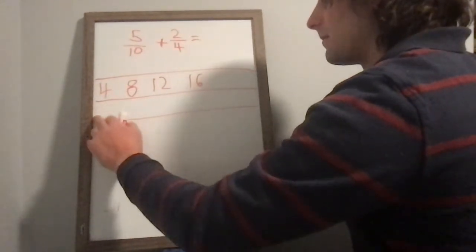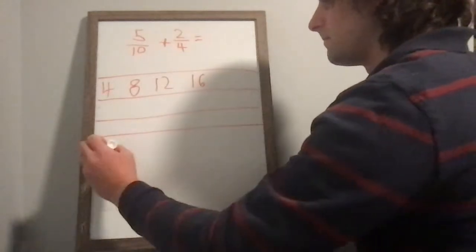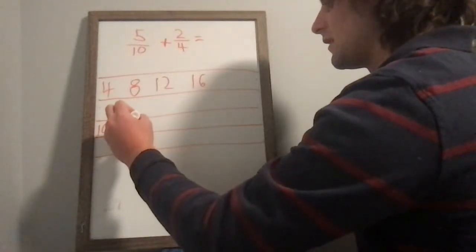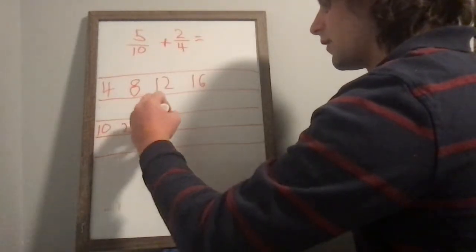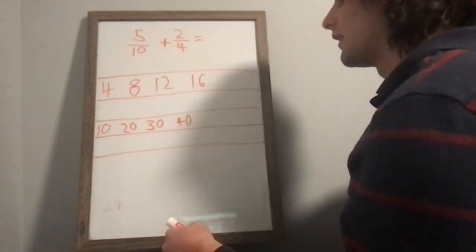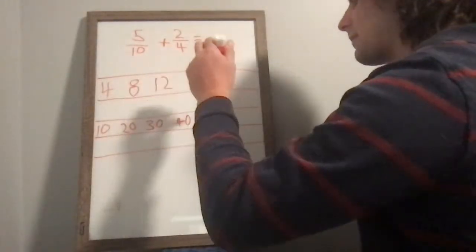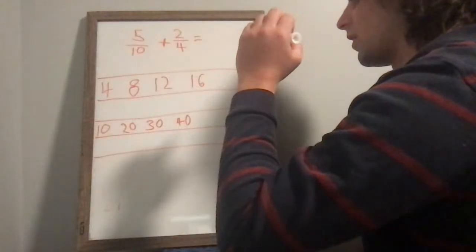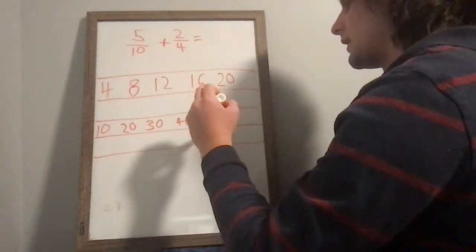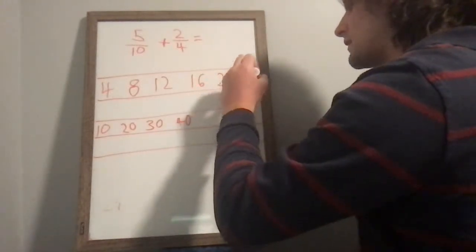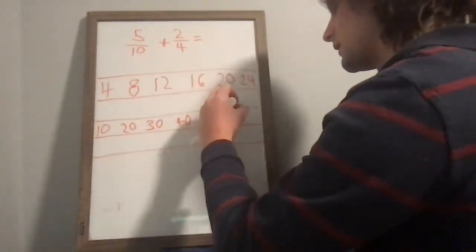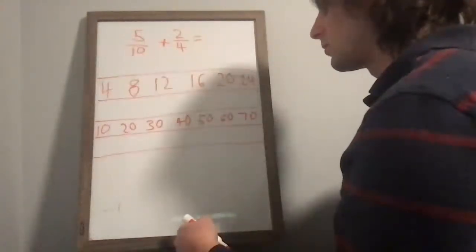I'm going to add another line because we might need another line. All right, so 10, 20, 30, 40. We don't have a least common multiple yet, so we have to continue counting. I'm going to count by 4s a few more times, and by 10s a few more times. Ooh, I think I see one. 20, 24, 50, 60, 70. I see a least common multiple.